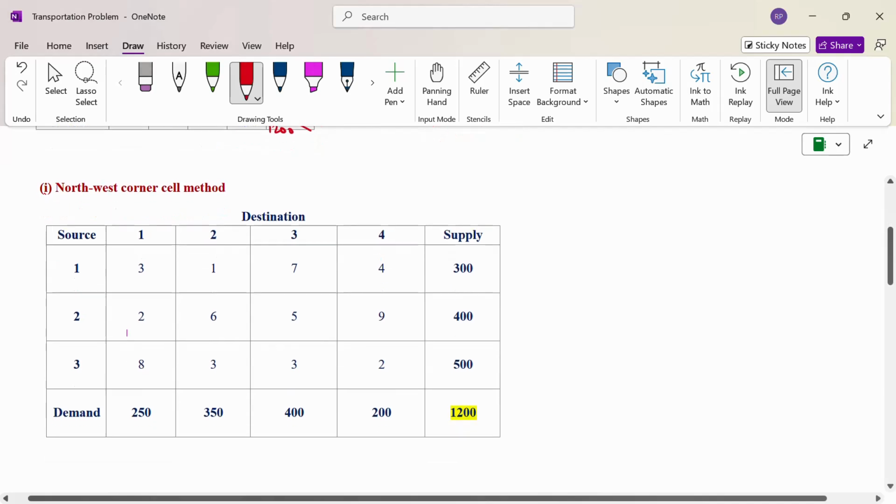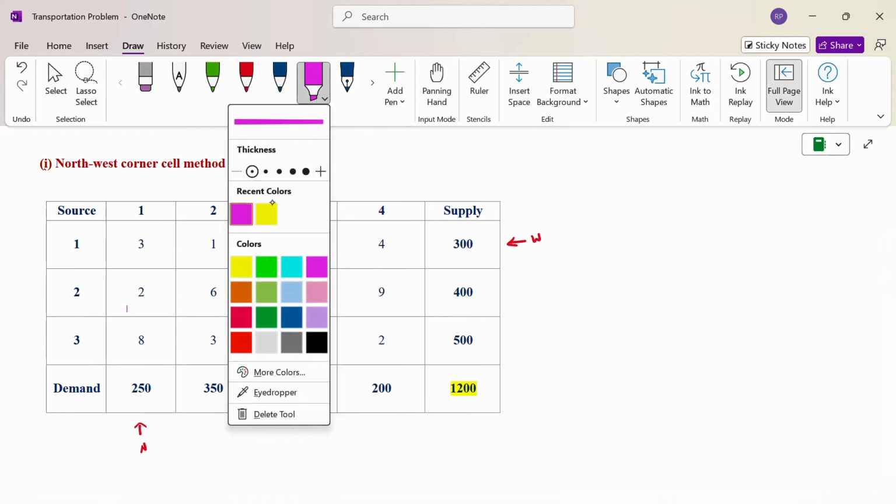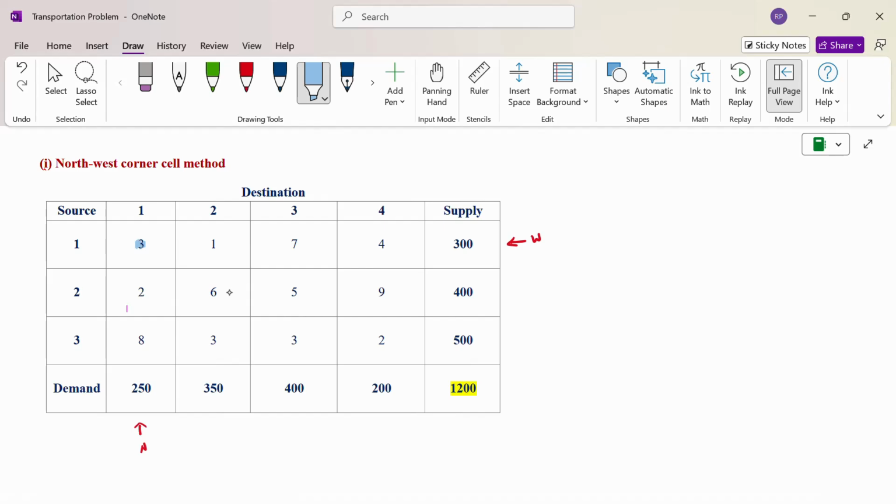Now the first technique, the northwest corner cell method. How to solve this method? First of all, see the north side, and consider this the west side. So north corner, west corner, the selected cell is 3. North corner, west corner, 3 is the selected cell. Allocate values to this cell.